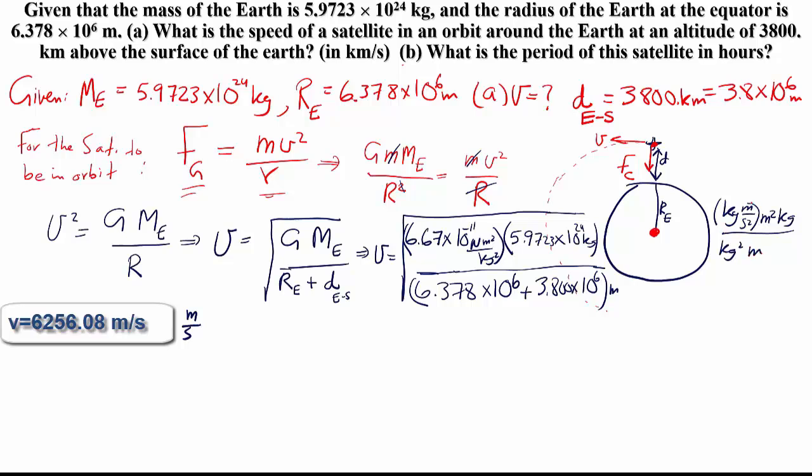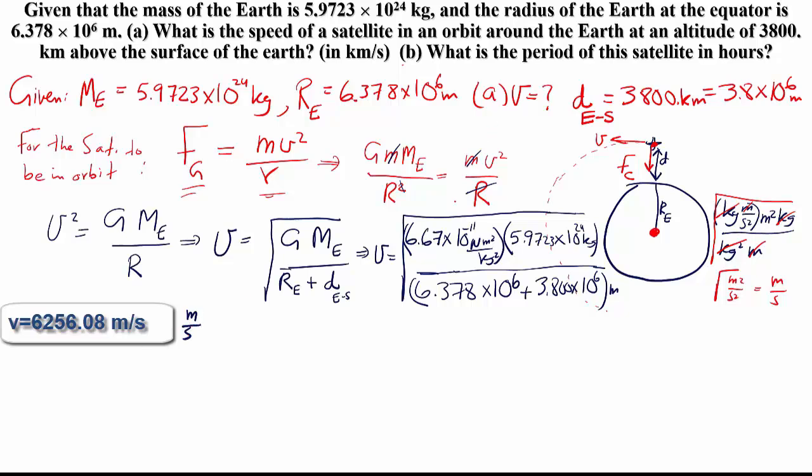So we can see the meter in the numerator will cancel out with the meter in the denominator. Kilogram times kilogram will cancel out with the kilogram square in the denominator. And you'll be left with the square root of meter square over second square. This is the only thing left, meter square over second square. So the unit will eventually end up to be meter per second. So this is how we got meter per second. This will solve part A of the problem.